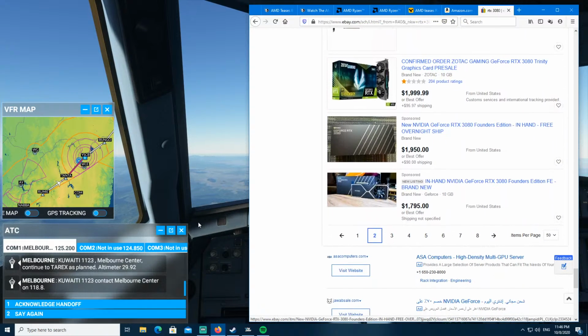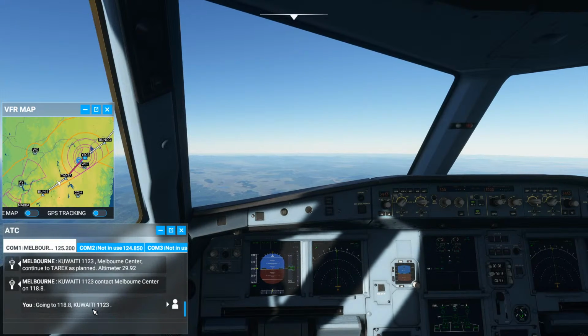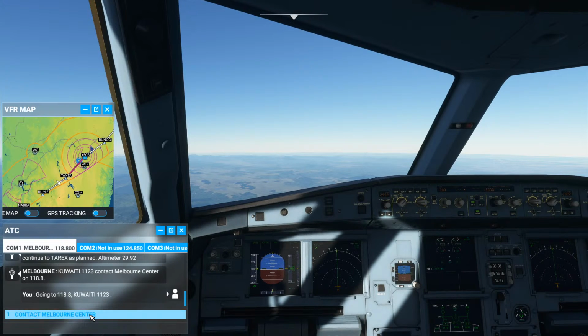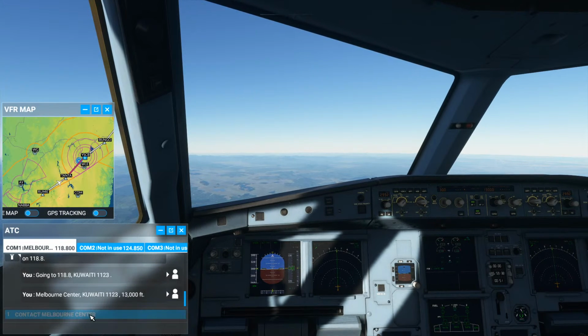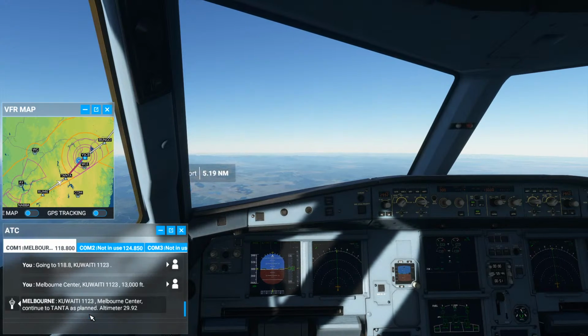Okay, let's contact Melbourne Center. Going to 118.8, Kuwaiti 112 tree. Melbourne Center, Kuwaiti 112 tree, 13,000 feet. Kuwaiti 112 tree, Melbourne Center. Continue to top that as planned. Altimeter 29.902.